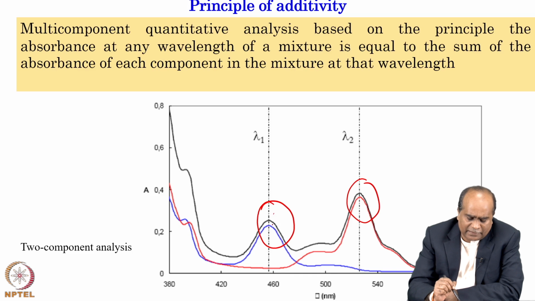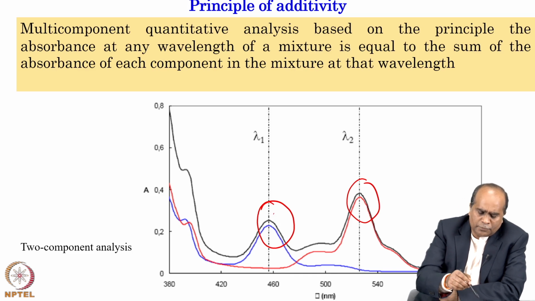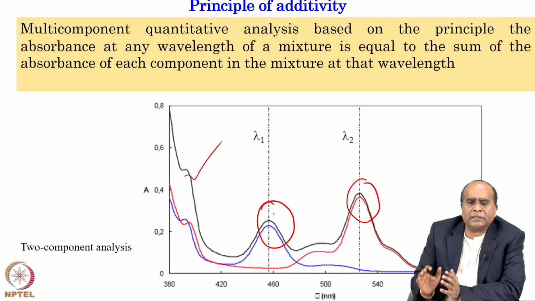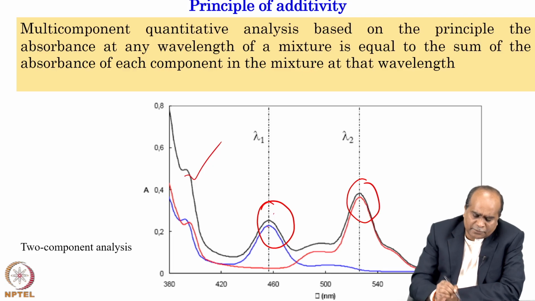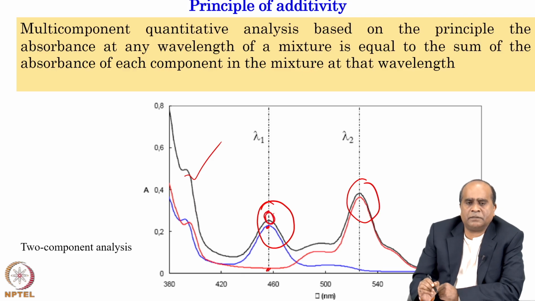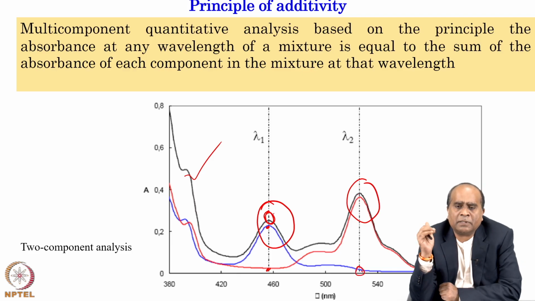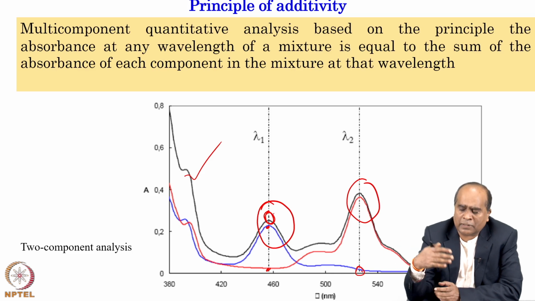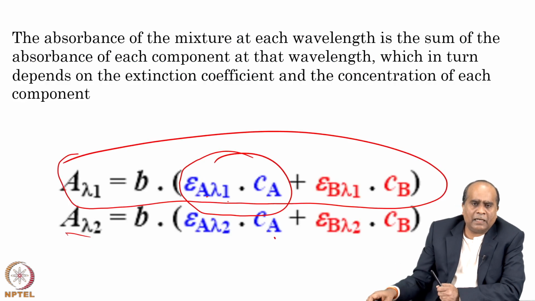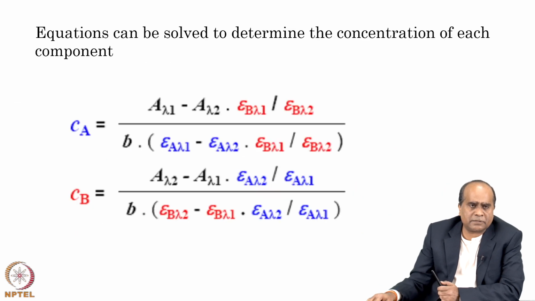So, at this wavelength, suppose we are saying that black is the sum of the two absorptions. At this wavelength lambda 1, how much blue and how much red is contributing results in this black curve, and similarly at this wavelength. So, at each wavelength, the contribution from chromophore 1 and chromophore 2, the concentration as well as the molar extinction coefficient, we can add and come up with this equation that I was discussing, right.